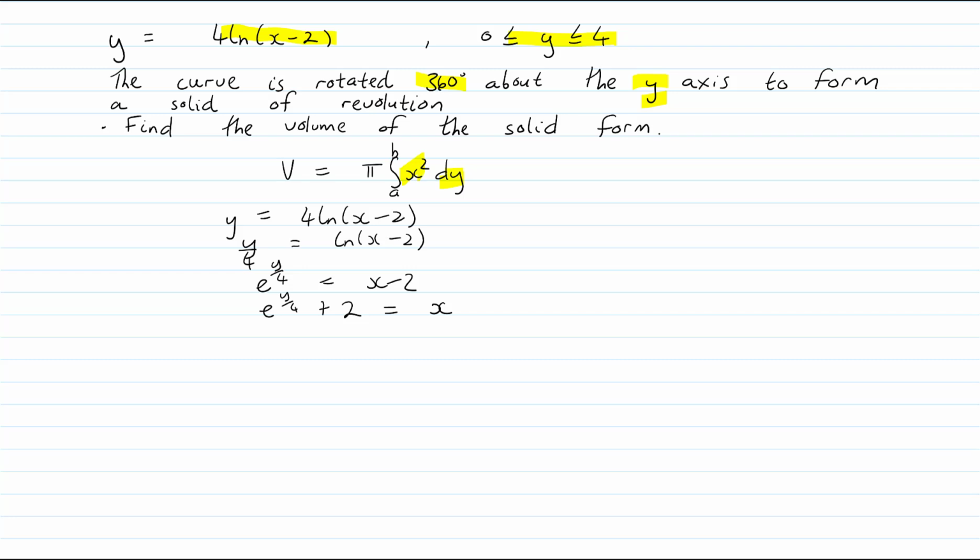So now we can go about setting up our integral. Therefore our volume is equal to pi times the integral, and we're told y is between 0 and 4. Then we have our expression for x here, so that is e to the y over 4 plus 2, all squared, and we integrate with respect to y. Okay, so we can go about solving this on our calculator.